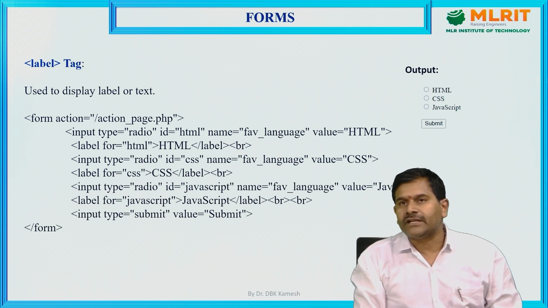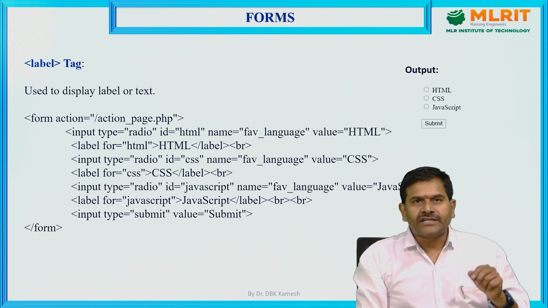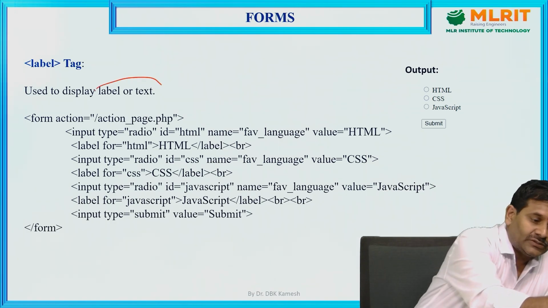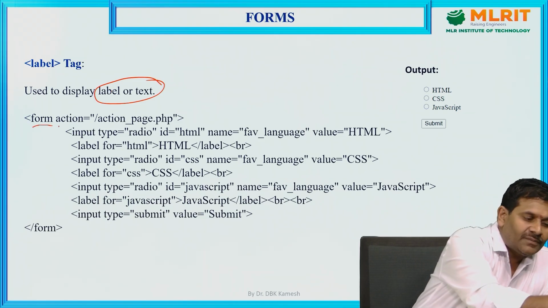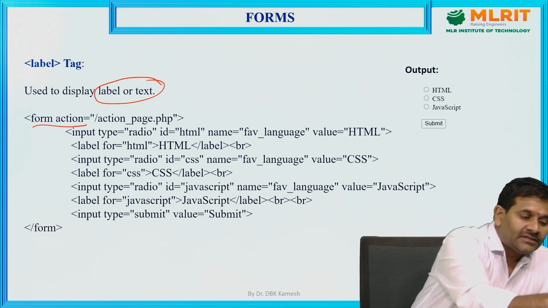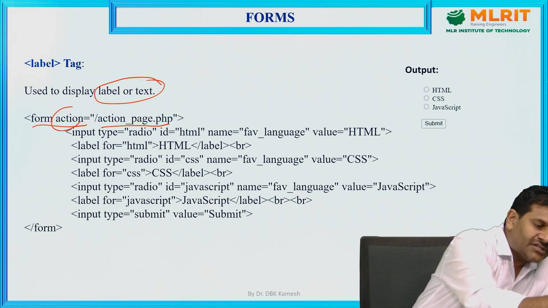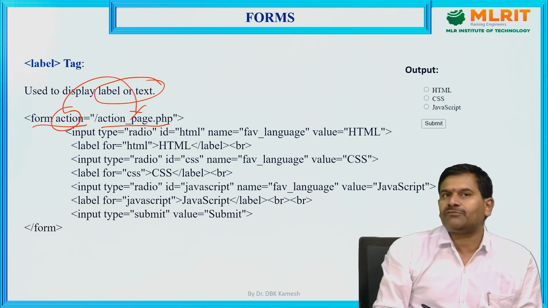Another good form element is the label tag. Which tag is used to display a label or text? This tag is called the label tag. In this, form action equals action_page.php. Once your action starts, this action_page.php page will automatically open.